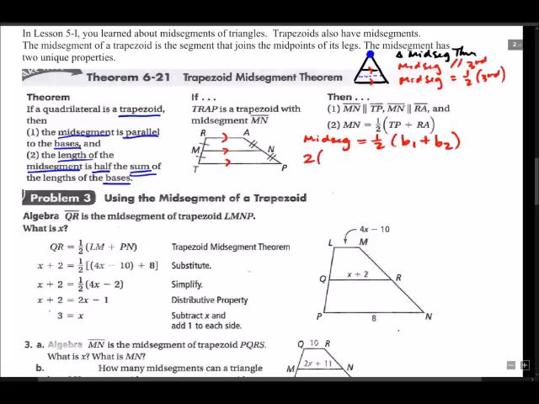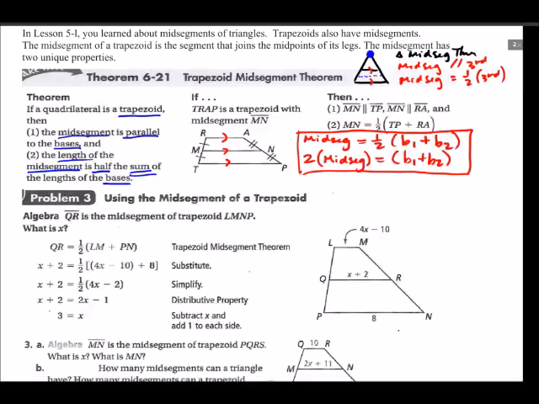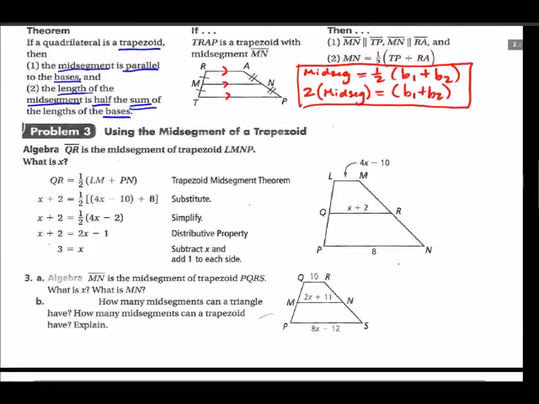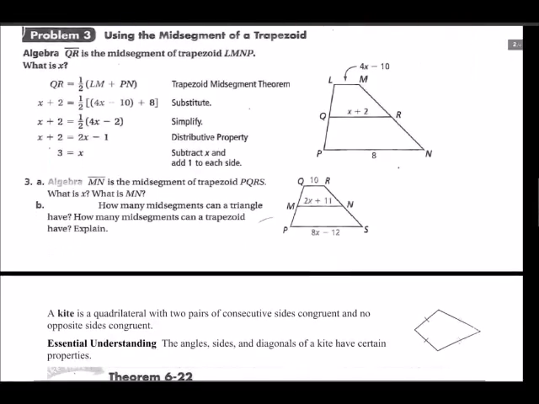Yes, one of my favorites. 2 times the length of the mid-segment equals the sum of the bases. Okay, again, that has to be done first. I frequently enjoy multiplying by 2 more than I do by dividing by 2. All right, so let's see this theorem in action here.